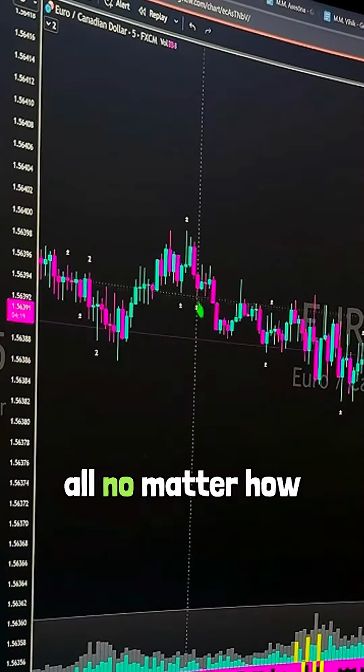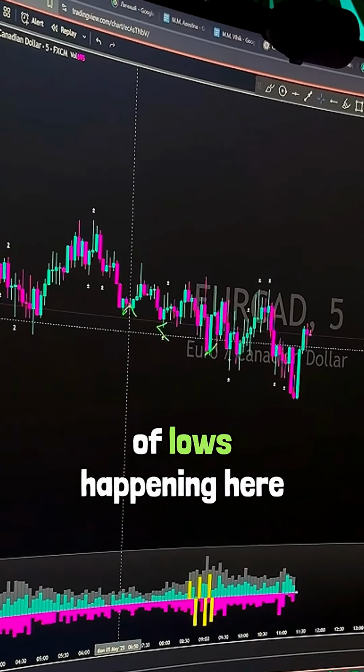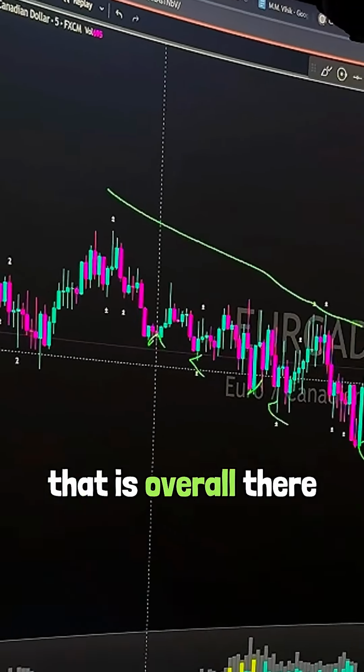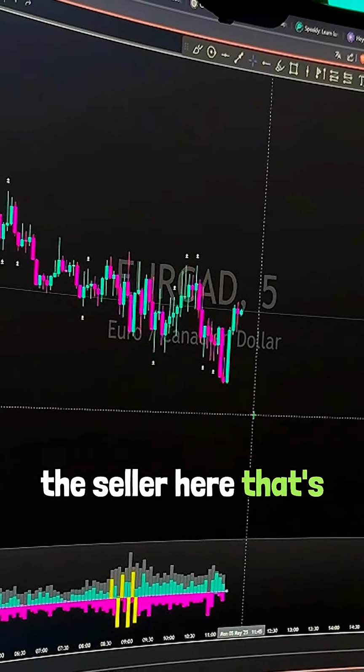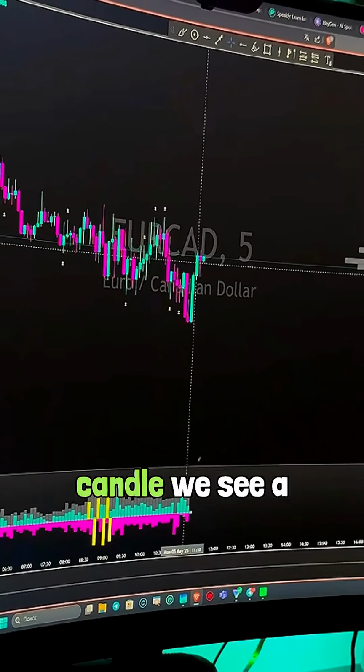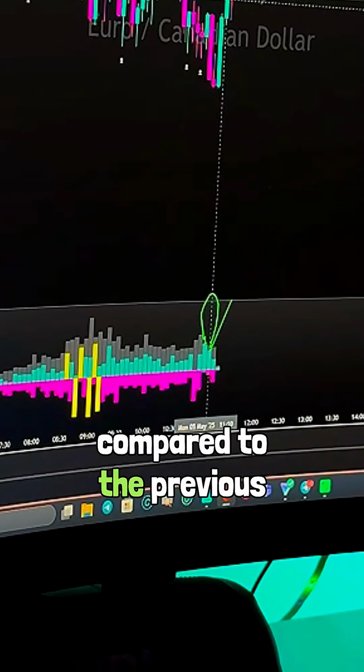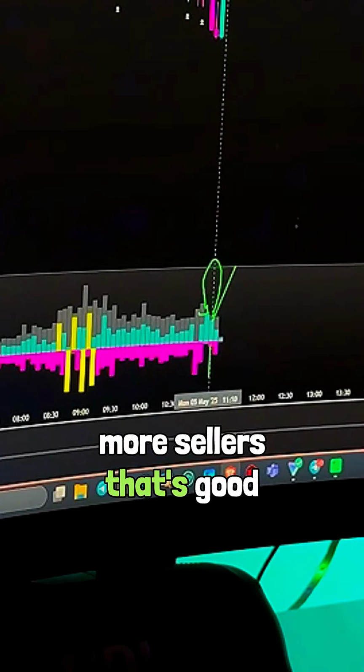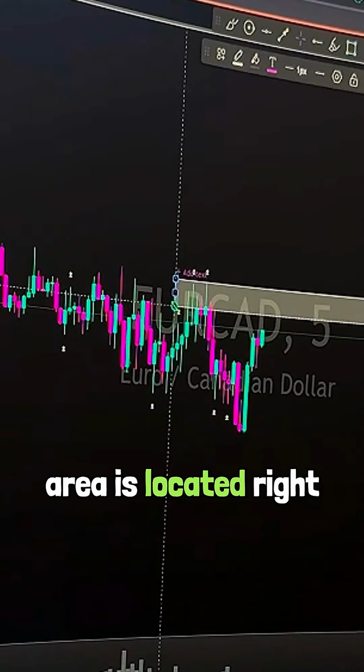So, well, first of all, no matter how much I want to, there is a renewal of lows happening here, right? That is, overall, there is a predominance of the seller here. That's the first point. The second point is that the buyer produces two good candles. On the last candle, we see a decrease in volume compared to the previous one, and there are more sellers. That's good. Next, the nearest area is located right here.